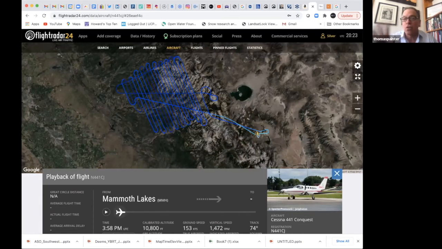So for those of you who want to keep track, use Flightradar24. That's the one we prefer. There's also FlightAware. And the aircraft is N441CJ. And you'll also be able to check it out on Twitter and Instagram. We'll be posting flights on there as well. All right, now let me go back to PowerPoint.